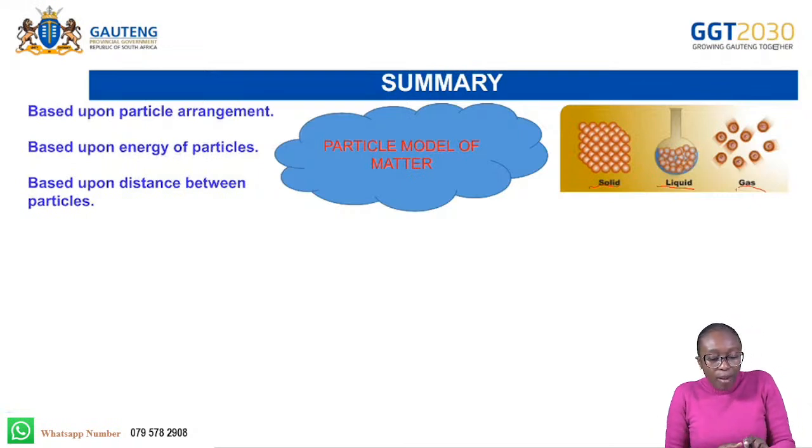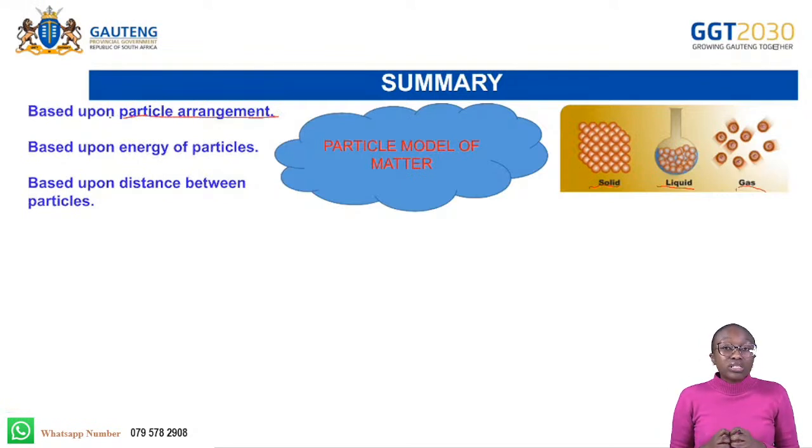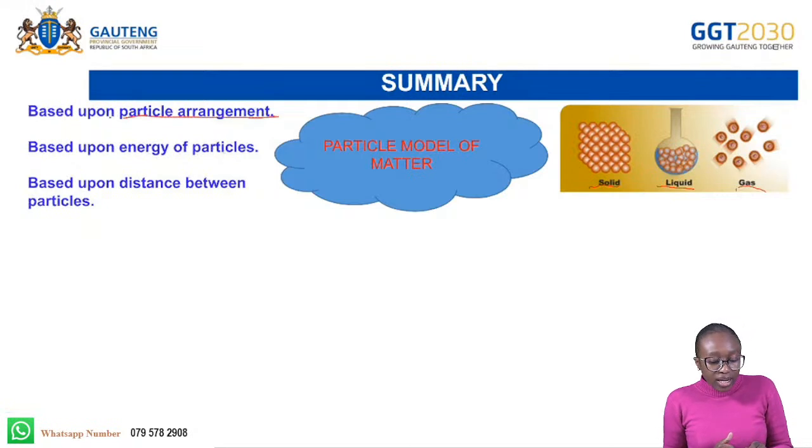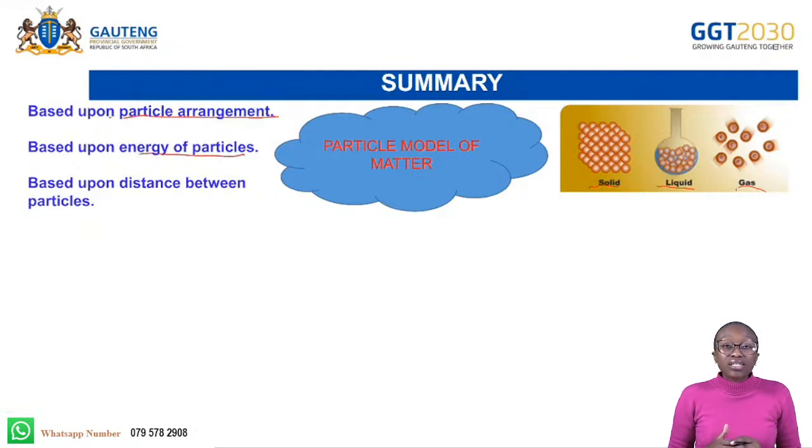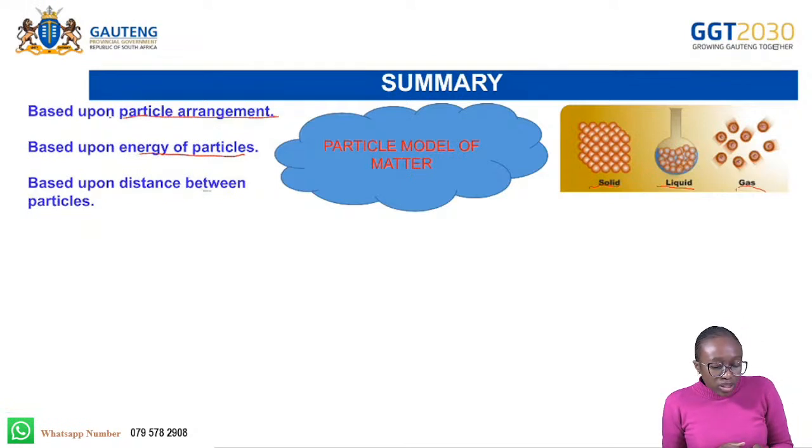The first one is particle arrangement, how particles are arranged. In solids, they are closely packed to each other. In liquids, they are more loosely packed, and in gases, they are further apart. The energy that the particles possess: gases possess the highest amount of energy as they move very fast. Liquids can freely flow on top of each other. That's why we can pour a liquid. And solid particles have the least, as they can only vibrate within a fixed position.